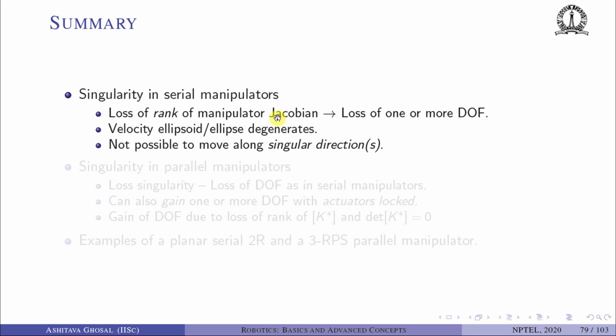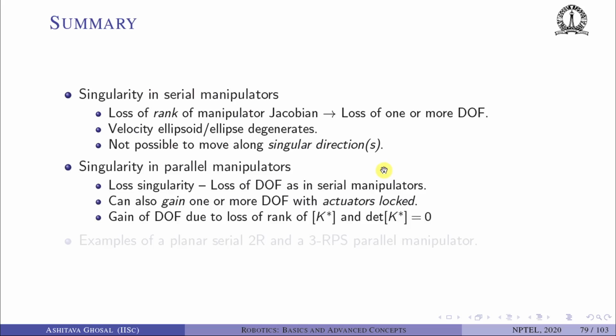So in summary, the singularity in serial manipulators leads to a loss of rank of the manipulator Jacobian. It also implies loss of 1 or more degrees of freedom. Geometrically, the velocity ellipsoid or ellipse degenerates. So the ellipsoid will become an ellipse and the ellipse might become a line. It is not possible to move along the singular direction. So what is the singular direction? It is perpendicular to the direction of motion.